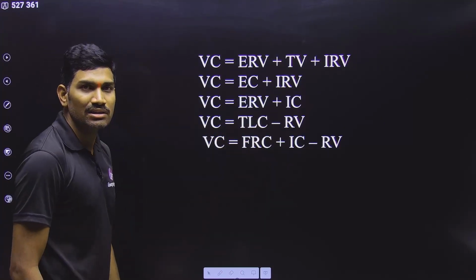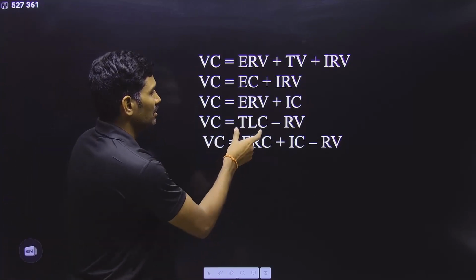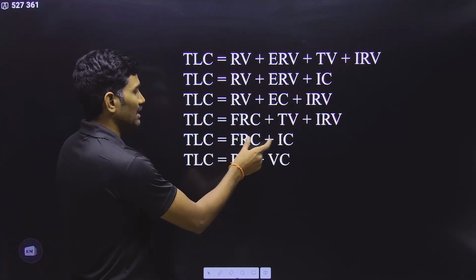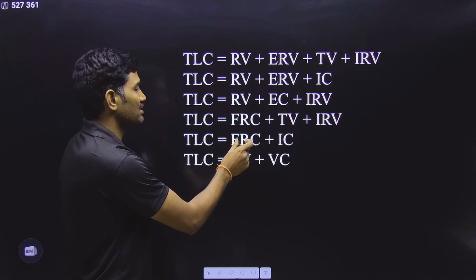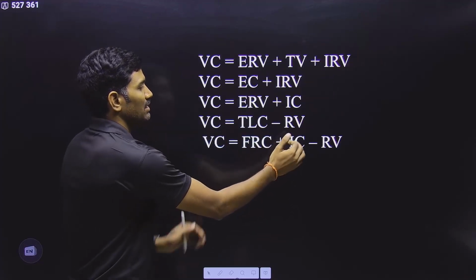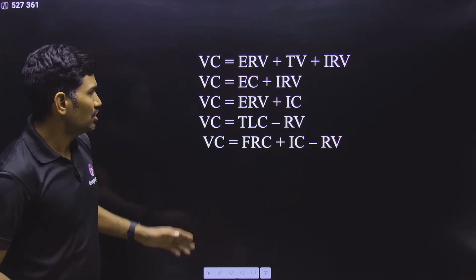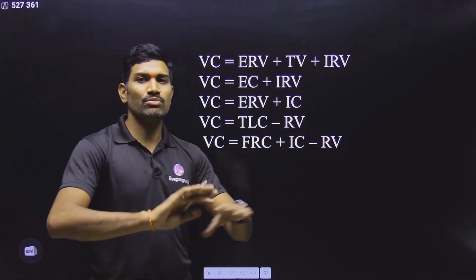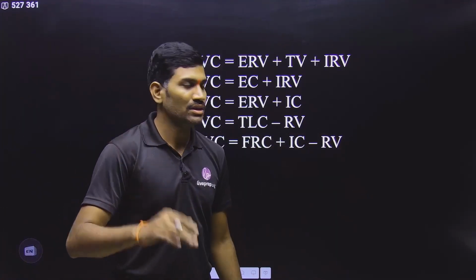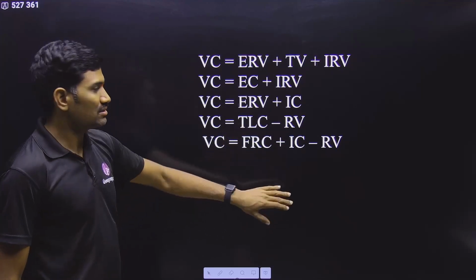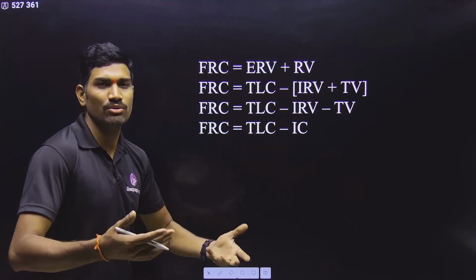Same thing I have written here. Next one, vital capacity. Total lung capacity is what? Total lung capacity. FRC plus IC. Functional residual capacity plus inspiratory capacity minus residual volume. Anyway, you can write like this. If you know one, you should be able to convert from one form to other form. So in this way, please write all these things. Practice, practice. You just try to write on your own.